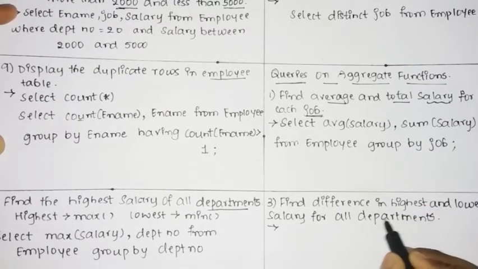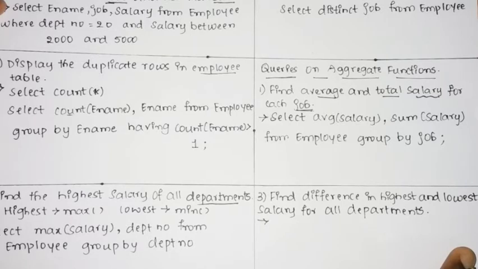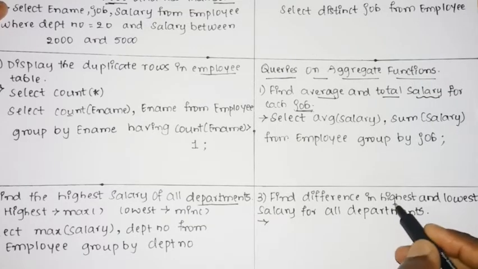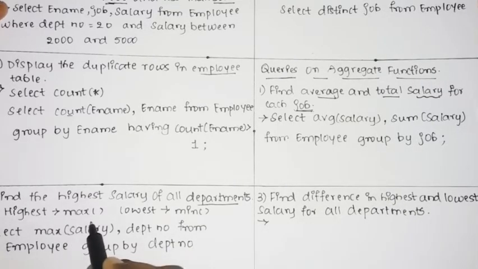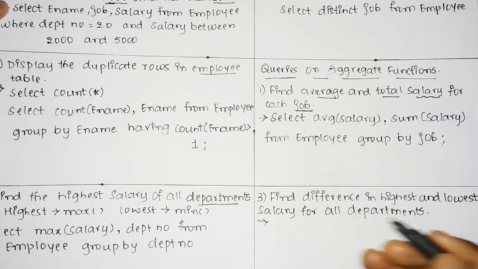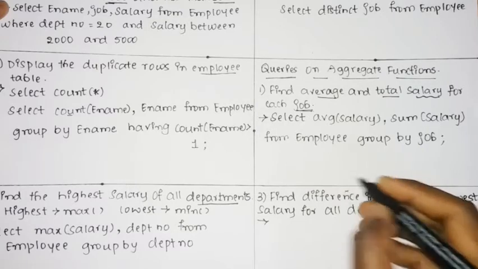So that is, find the difference in the highest and the lowest salary of all the departments. So you need to find the highest and the lowest salary of all the departments. So how to write the query for this? As we know, to calculate highest we need to use the max of function. To calculate the lowest you need to use the min of function. So here you need to find the difference. So difference is that you need to subtract it, that's it.